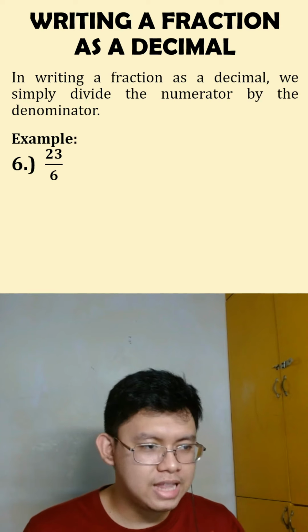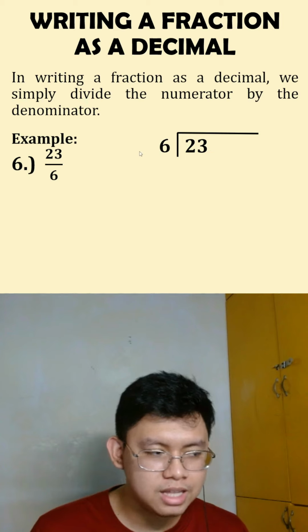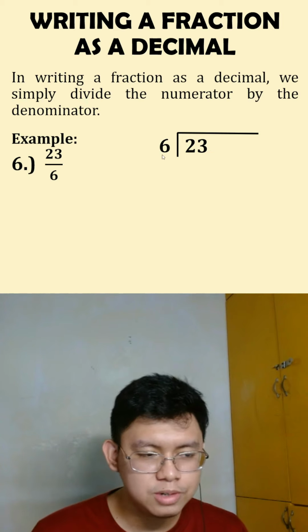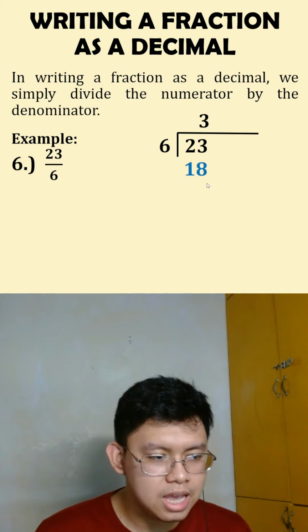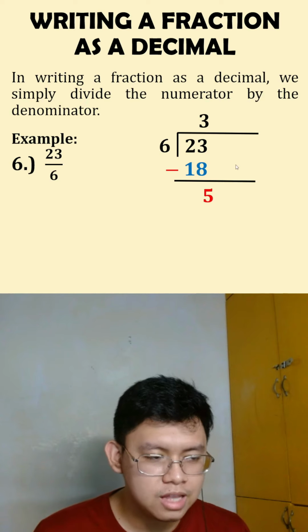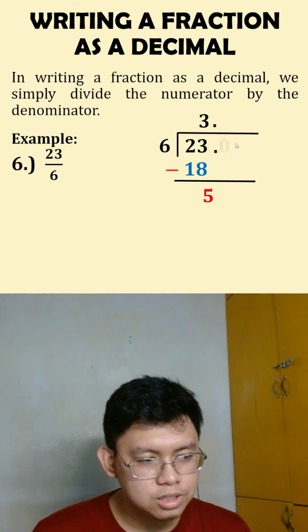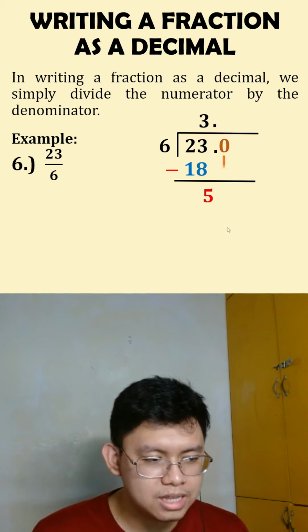So, divide natin si numerator by the denominator. So, 23 divided by 6. So, divide muna natin. This will give us 3. So, 3 times 6, that will be 18. Subtract natin. That will give us 5. Then, lagay tayo ng decimal point natin. Okay? Tapos, create tayo ng 0 dito after our decimal point. So, 0, bring down natin dito.